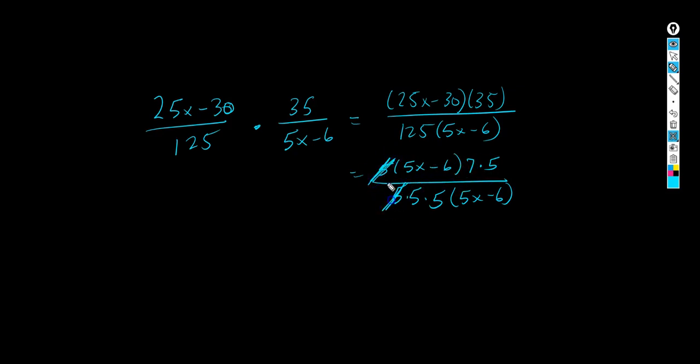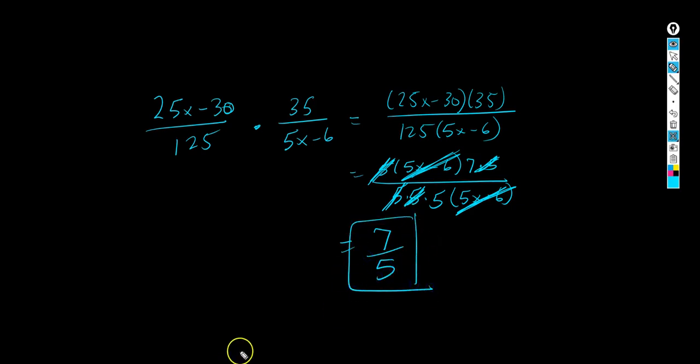these 5's will cancel because I have a product. This 5x minus 6's, they'll cancel. The 7 doesn't cancel, but the 5's, I have another set of 5's that cancel. So after all that cancellation, I'm left with 7/5, and that's my answer. Okay, in WebWork, we would just write it like that. What if you have something like this?